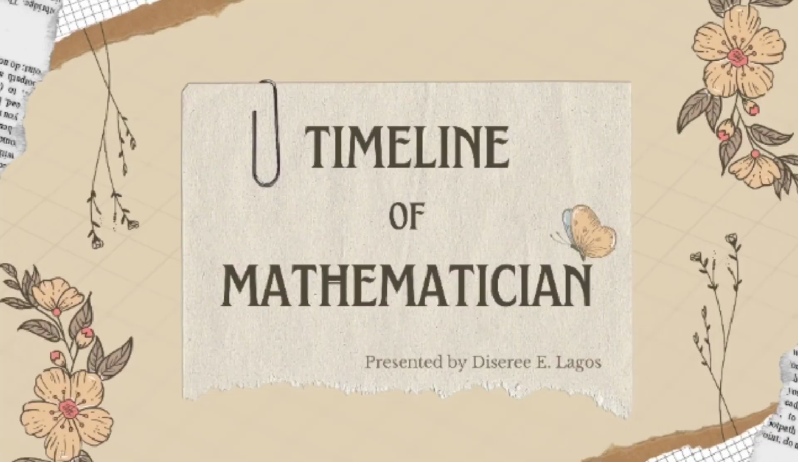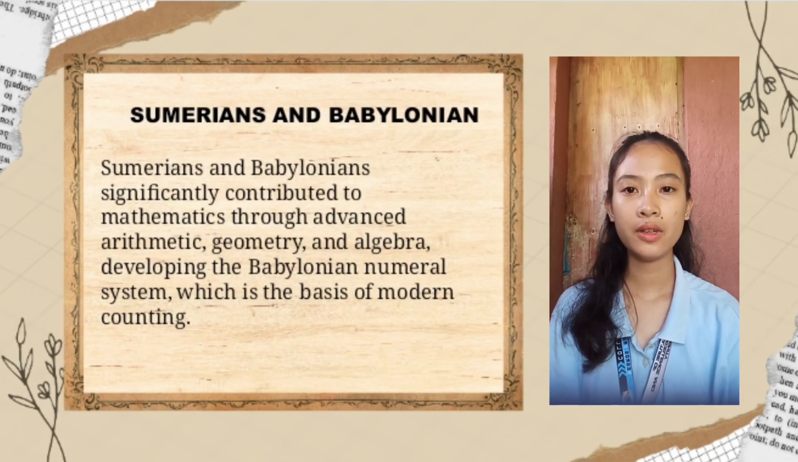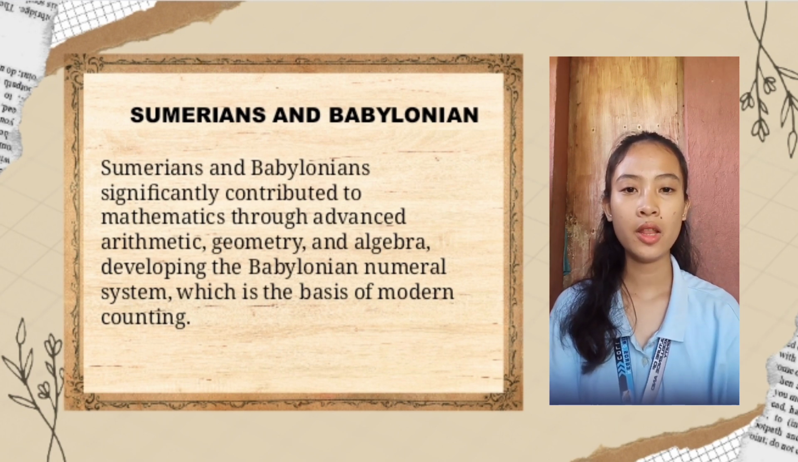Hello everyone, good day. This video is all about the timeline of mathematicians and their contribution in mathematics in different civilizations. In Babylonian civilization around 1800 before Christ era, Sumerian and Babylonian significantly contributed to mathematics through advanced arithmetic, geometry, and algebra, developing the Babylonian numeral system, which is the basis of modern counting.